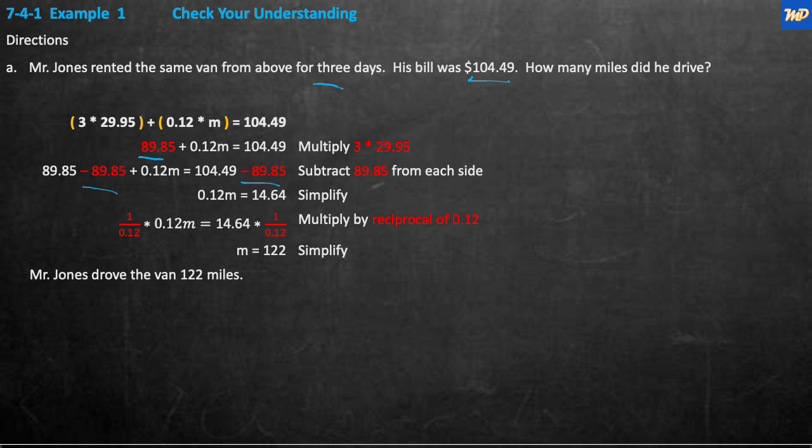Then once we've simplified it, we need to get rid of the coefficient of the variable. The coefficient of the variable is the same as it was before. It's right here, 1 over 0.12. We're going to divide by that, or multiply by the reciprocal. We do it on both sides. So this is going to cancel out here, and on this side, 0.12 is going to divide into 14.64. When you do that, you're going to get m equals 122 miles. So Mr. Jones drove the van 122 miles. He had it longer, so I guess he gets to drive more miles.